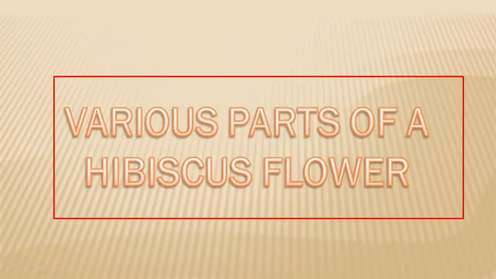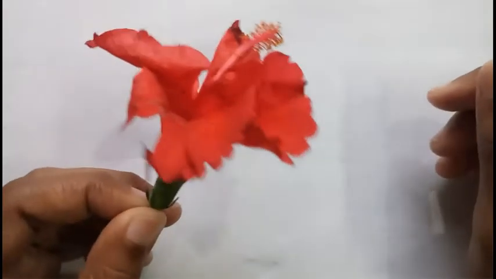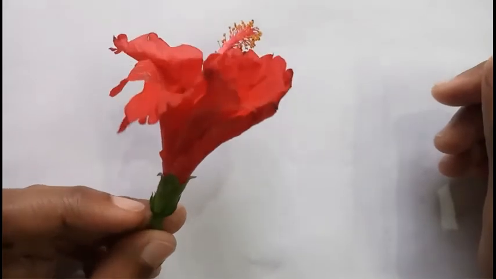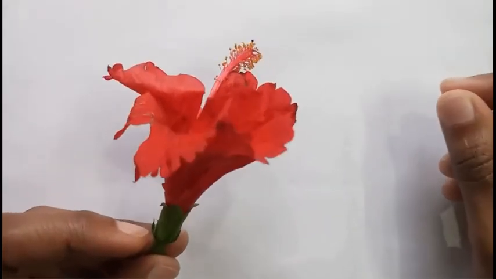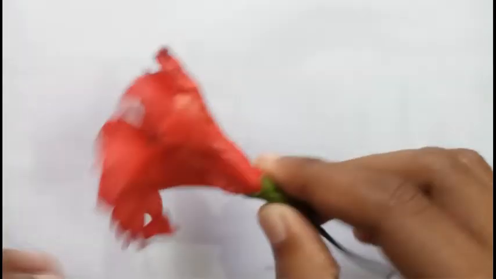Now in the next video clip you are going to see various parts of the hibiscus flower. Today we will see all parts of a hibiscus flower, and we will see the internal parts of the flower, like ovary, ovules. Let's start.